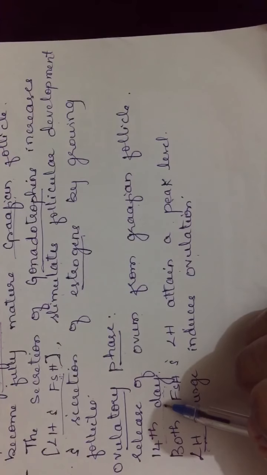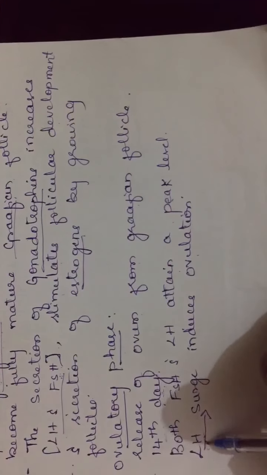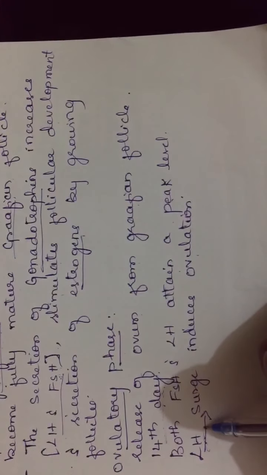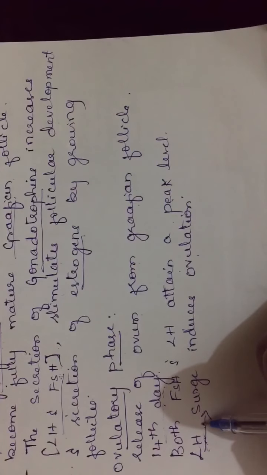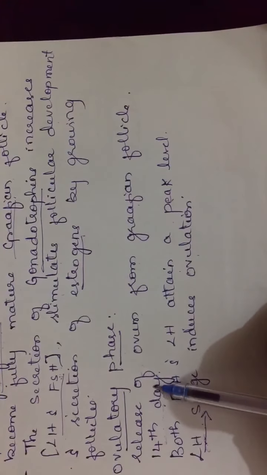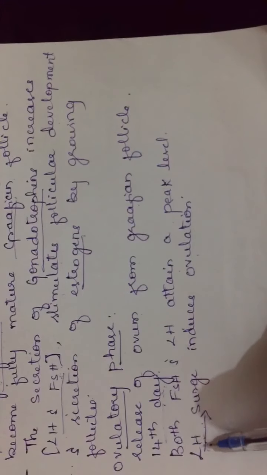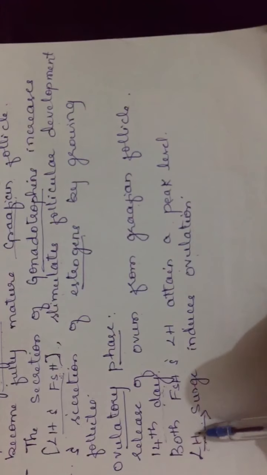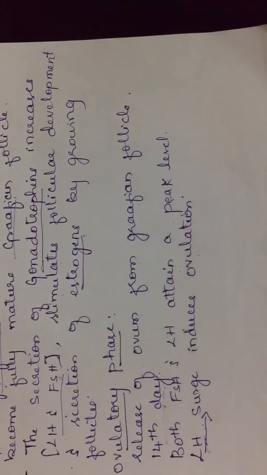We can get a question: why does ovulation take place on the 14th day of the menstrual cycle? Because of the LH surge, or increase in the secretion of LH, luteinizing hormone, because luteinizing hormone is secreted in large amount on the 14th day of the menstrual cycle. So you can get the question on which day ovulation takes place: on the 14th day. Name the hormone responsible for ovulation: LH. Okay, so this comes under the ovulatory phase.